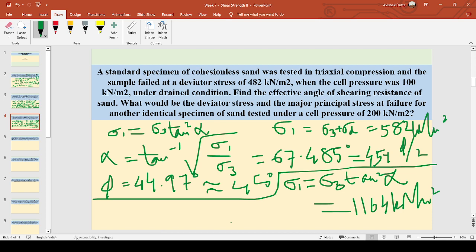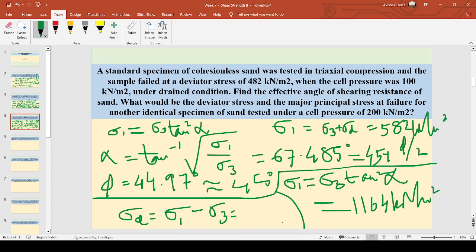Now what is the deviatoric stress? Sigma D will be equal to the major principal stress sigma 1 minus sigma 3, that is 1164 minus 200, which gives us 964 kilonewton per meter square.